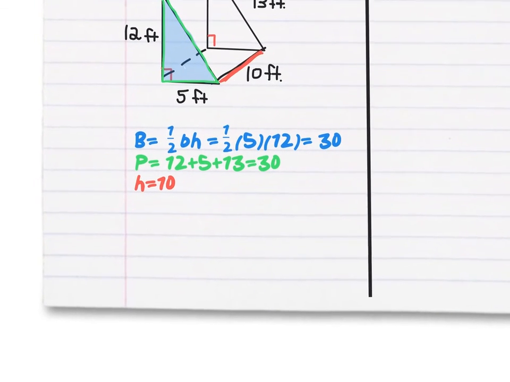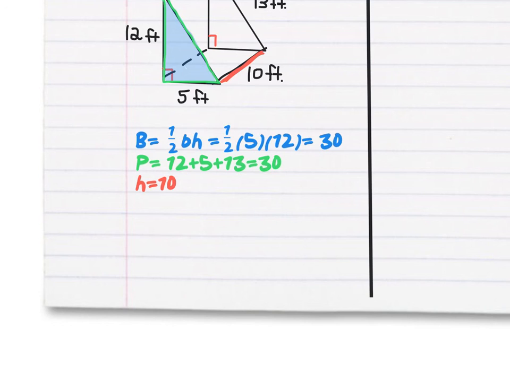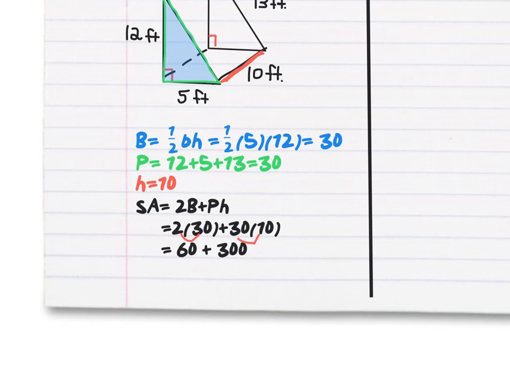Okay, so now that we have our values, we can now use our surface area formula. So write SA equals 2B plus PH, and now plug in your values. So now we have 2 times 30 plus 30 times 10. And we're going to simplify first by multiplying. You have to multiply these 2 pairs. So we're going to get 60 plus 300, and then the last step is to add those 2 together. And then you'll get 360 feet squared.